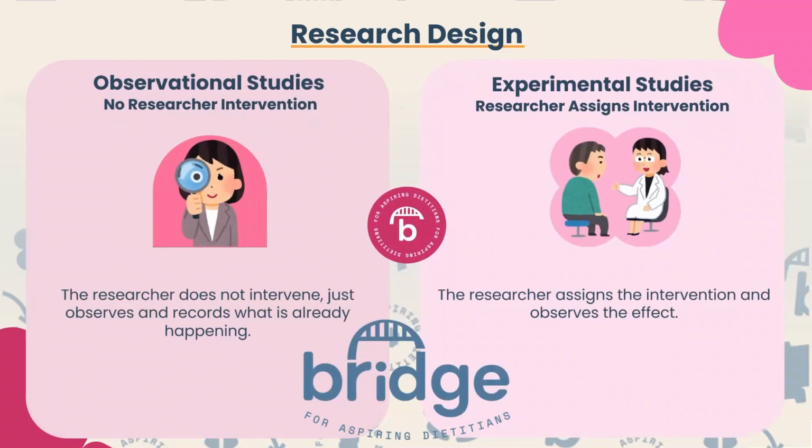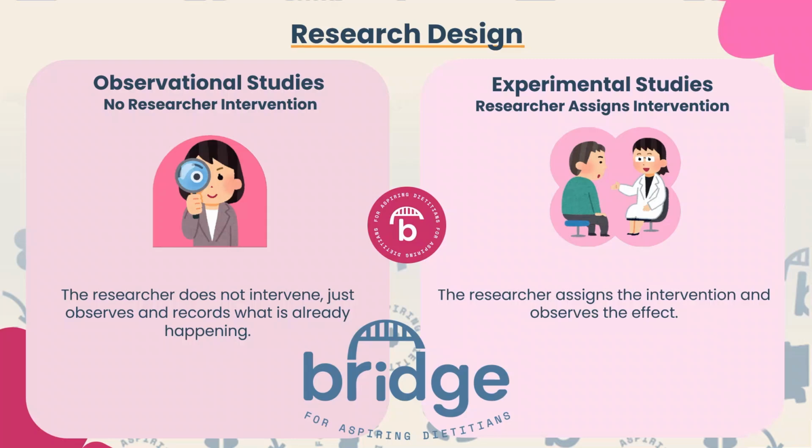Now, let's get oriented, because there's 9 types of study designs you need to be able to recognize and evaluate on the RD exam. Some of these are strong for certain questions, like what's happening in a population right now, while others are best for determining whether a treatment or a diet actually caused an outcome. So we're going to go one by one, starting with the observational designs.